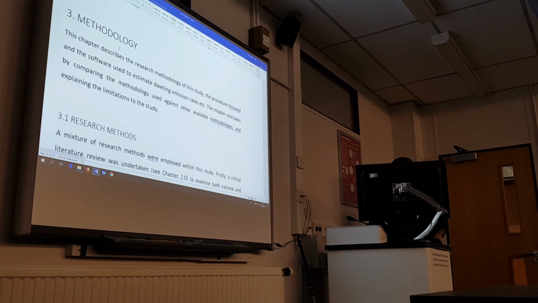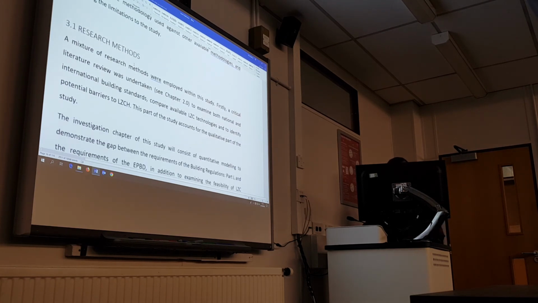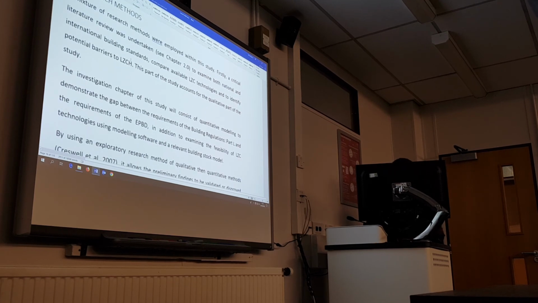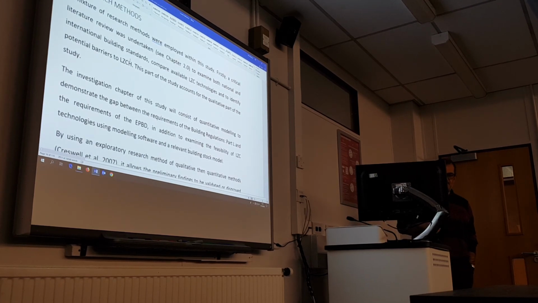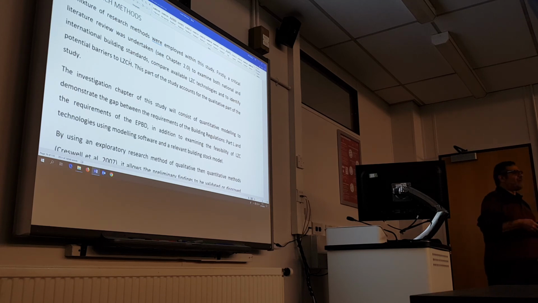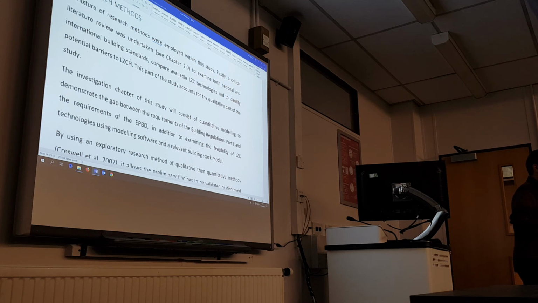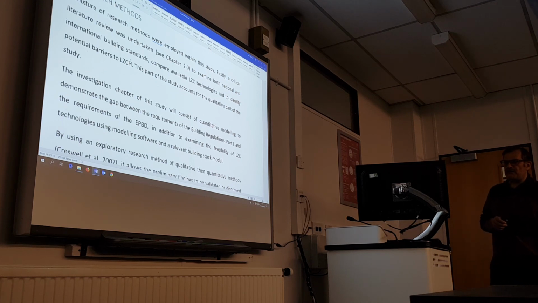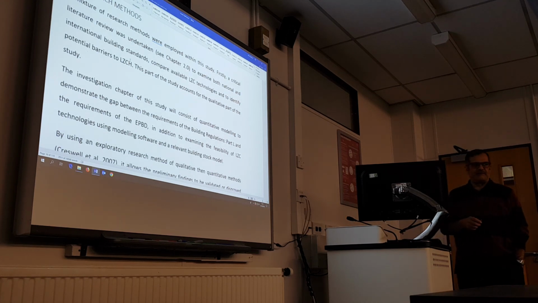Methodology. Now, let's see what kind of methodology they used. A mixture of research methods. You can use mixture. You can use quantitative or qualitative. Or both. Or either. Doesn't matter. Yeah? As long as you get results in the end. Mixture of research methods were employed within this study. That's the method.